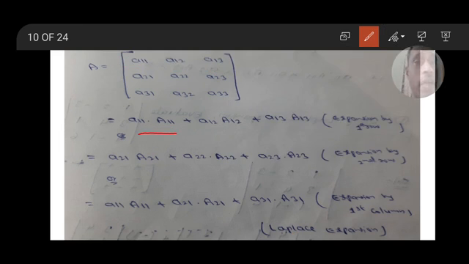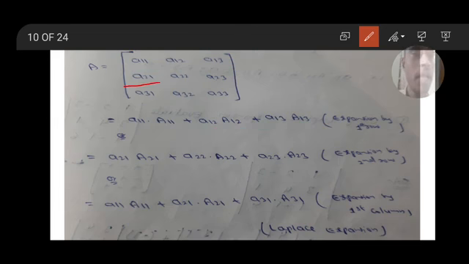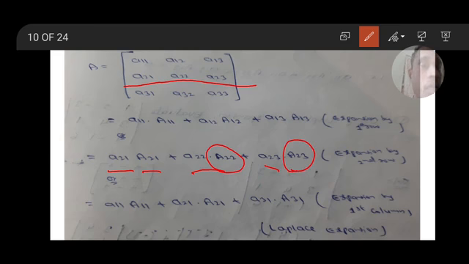Small a11 into capital A11, plus a12 into capital A12, plus a13 into capital A13. I am taking the first row elements and their cofactors, multiplying them and summing. It is called the determinant of A. It is the first row expansion. Suppose you take the second row expansion, the elements are a21, a22, a23. That is a21 into its cofactor capital A21, plus a22 into its cofactor capital A22, plus a23 into its cofactor capital A23. Their sum is also the determinant.